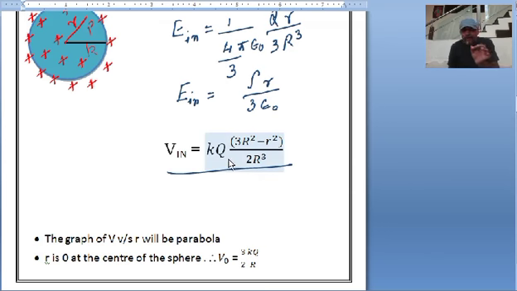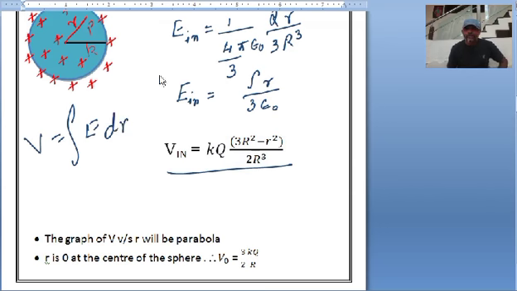Here again, if you consider the charged conducting sphere, the potential at any point inside is constant. Here it is not constant, and you will get this equation just by integrating. V is equal to the integration of E dot dr. If you substitute for the electric field and integrate, you arrive at this equation. Just remember this equation, it is more than enough.